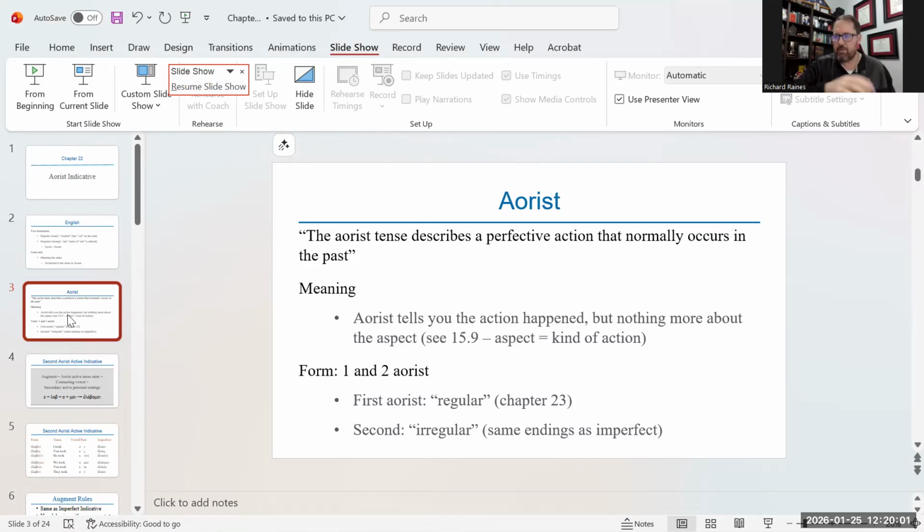So you probably can see, if you're looking in your textbook on page 240, that what I just went over is section 22.1. So chapter 22, section 1. So if you need a review of aspect, you can see 15.9 for that. So there are two forms of the aorist. There's the first aorist, which is the regular. Remember, that's adding ed in the English. And there's the second aorist, which is the irregular.